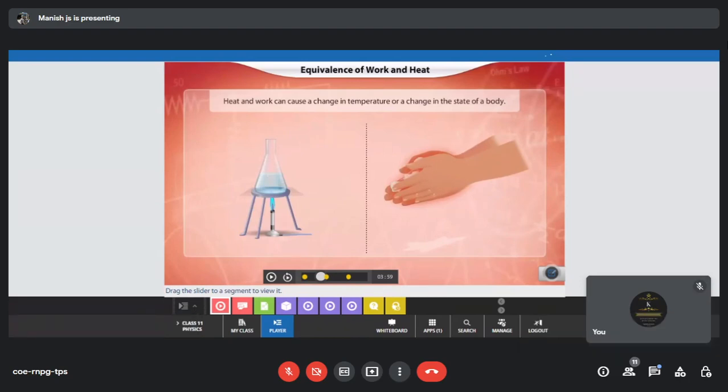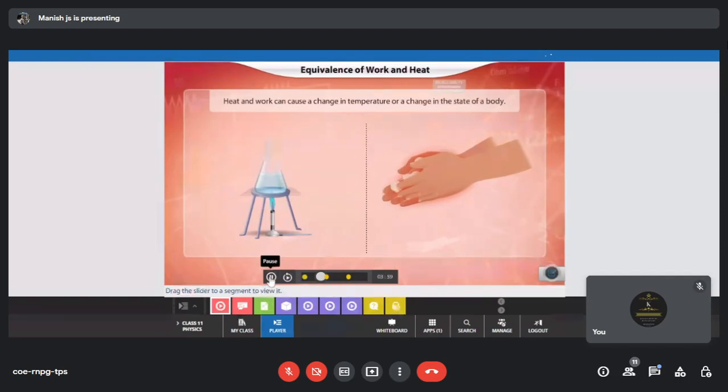Yes, there is a change in state. So heat and work are both important to cause a change in temperature or a change in the state of the body. So temperature also changes as well as the state of matter can change. These are two important aspects that we need to keep in mind. These are important concepts to remember. This is an important thing which needs to be known.